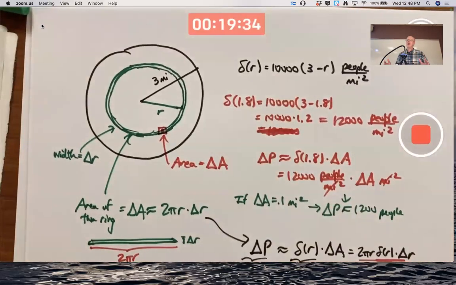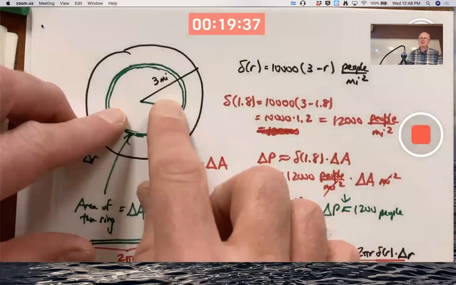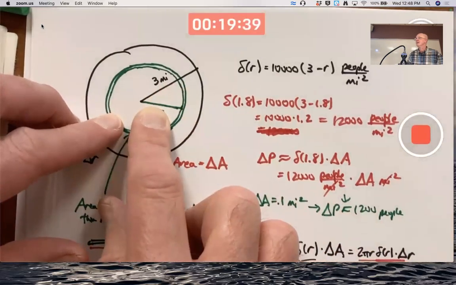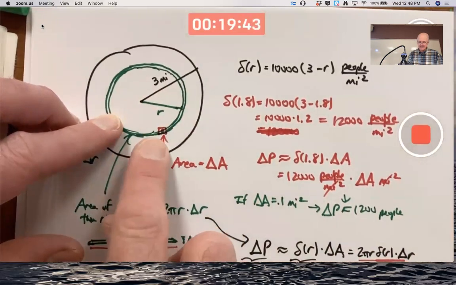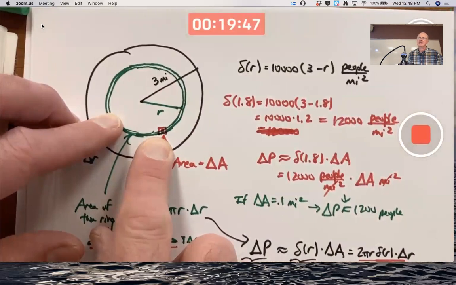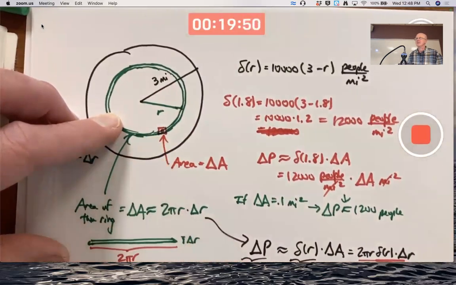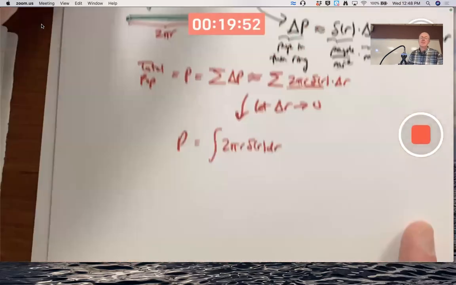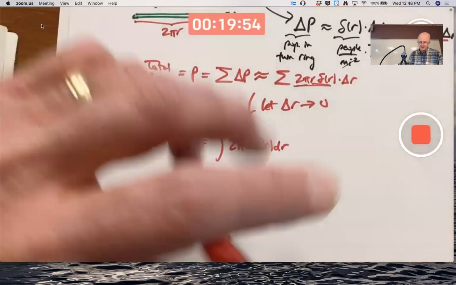In multivariable calculus, you could have a density function that depends on just location. And then you'd actually want to slice into small little squares, and you'd want to do something called a double integral in the end. And if you take multivariable calculus, you will do that. R goes from 0 to 3.